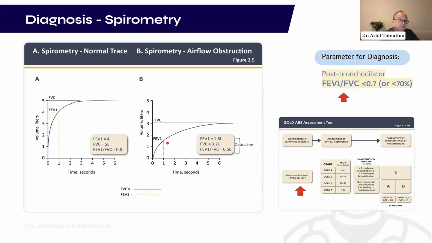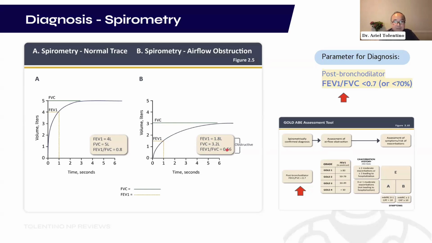Okay. Now let's go to B, tracing B. Tracing B is for a patient with airflow obstruction. Take note that there is a decrease in FVC, forced vital capacity, but then there is even a marked or more significant decrease in FEV1 compared to your normal individual. See? So there is an assigned value for FVC of 3.2 liters, and your FEV1 is 1.8 liters. And doing the ratio, you get a result of 0.56.